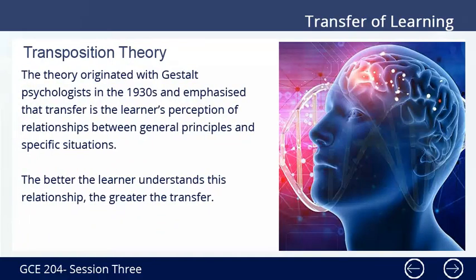Transposition theory. The theory originated with Gestalt psychologists in the 1930s and emphasized that transfer is the learner's perception of relationships between general principles and specific situations. In other words, if the learner can see and understand a learning situation in its appropriate means-end relationship, the learning is transferable. The better the learner understands this relationship, the greater the transfer.